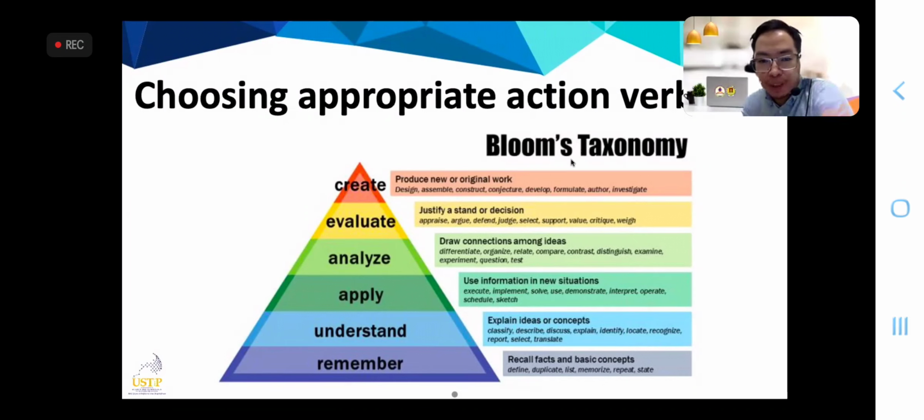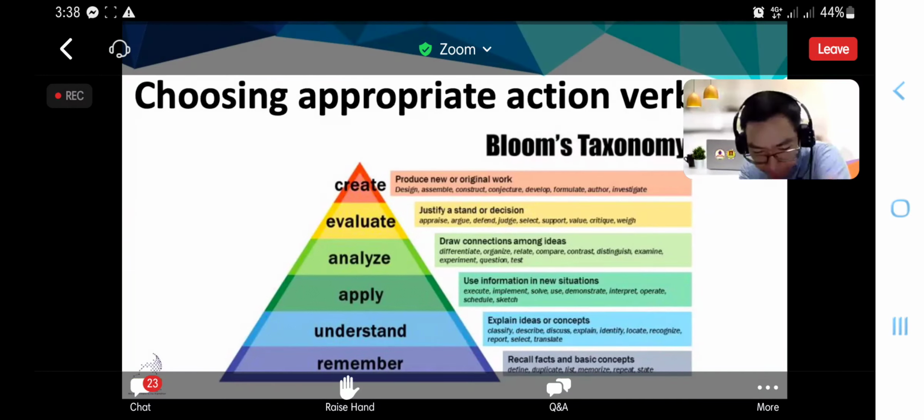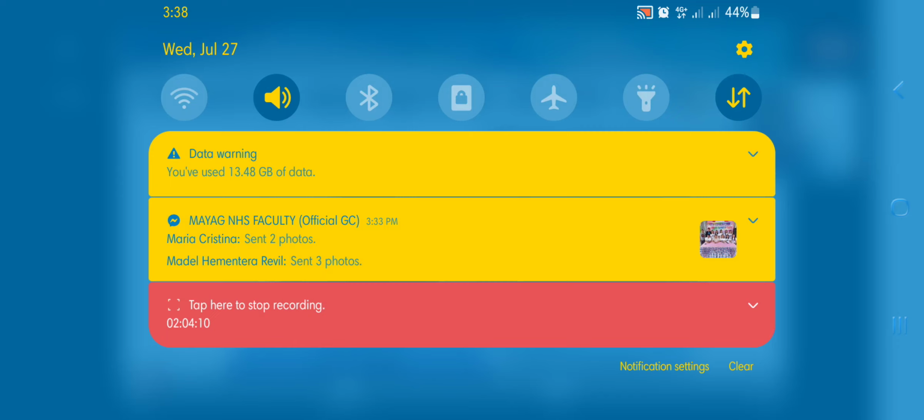So notice that the verbs shown on the screen are actually performance based, like design, assemble, appraise, argue, differentiate, organize, execute, implement, classify, describe, define, duplicate. So these are performance-laden words. When you use these as the verb in your intended learning outcome, it's clear that there is a performance that you want your students to perform.